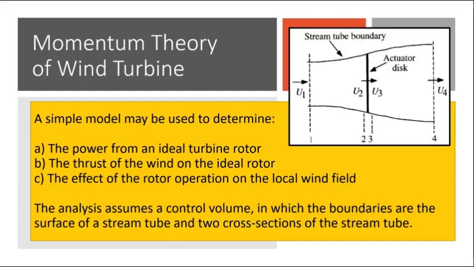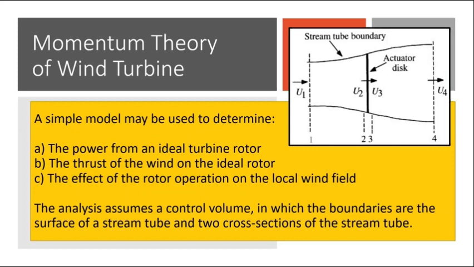The next part is momentum theory of wind turbine. A simple model may be used to determine A, the power from an ideal turbine rotor; B, the thrust of the wind on the ideal rotor; and C, the effect of the rotor operation on the local wind field.